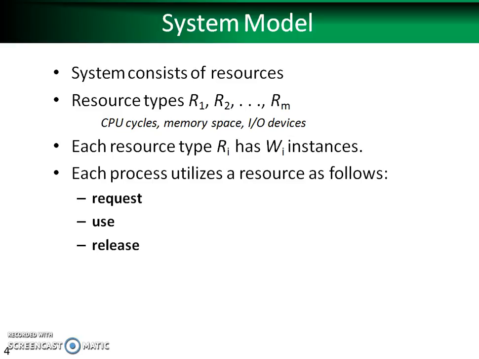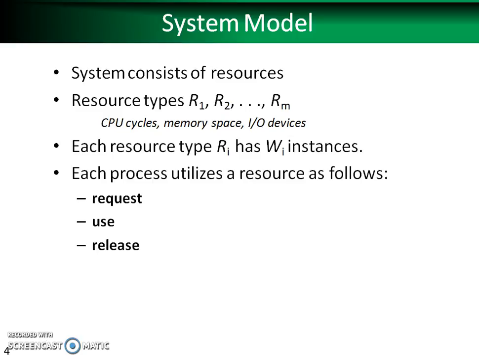A system consists of several resources. For example, you have several resource types: CPUs, memory spaces, input-output devices, etc. You call these different types. Input-output devices are different types, and your memory units are different types. Each resource type has different instances. For example, you might have 4 printers, you might have 2 keyboards, you might have only 4 memory units. All these things will have different instances.